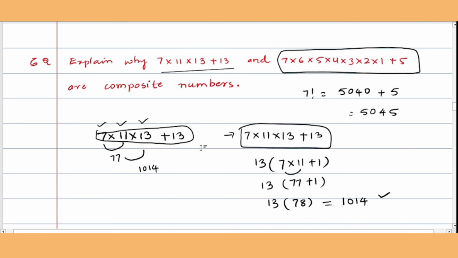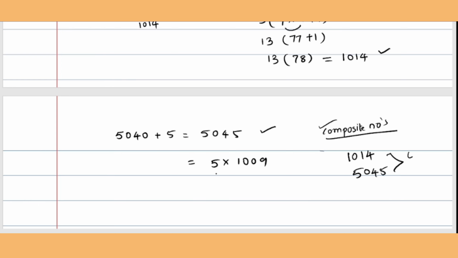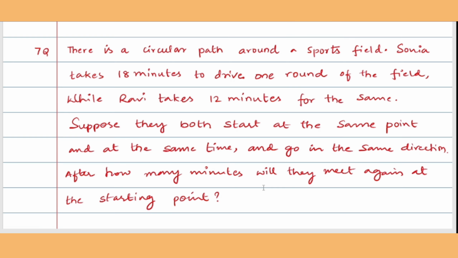Now let's check, explain why the given two numbers are composite. Yes, the given numbers are composite numbers, we have proved, right? Any number whose factors are other than 1 and itself is called a composite number. So 1014 and 5045 are composite numbers.